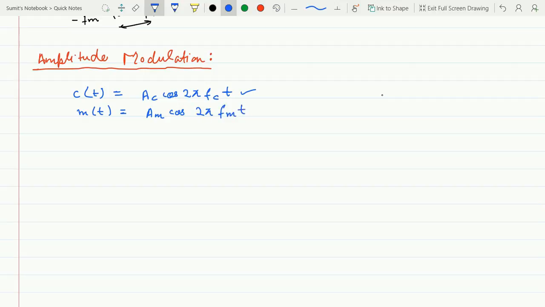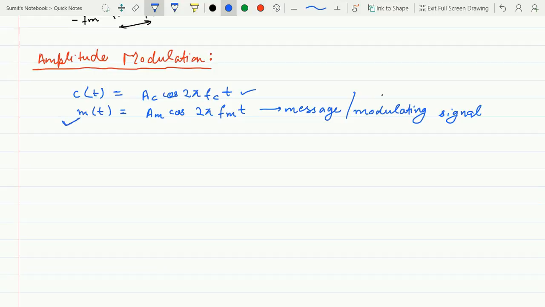Now friends, this is your message signal, or it can also be called the modulating signal. You will come to know why it is called the modulating signal, basically because it is the one that is modulating the carrier according to itself. So this one is the modulating signal. This is a thing to remember, don't get confused. The message signal is itself the modulating signal.